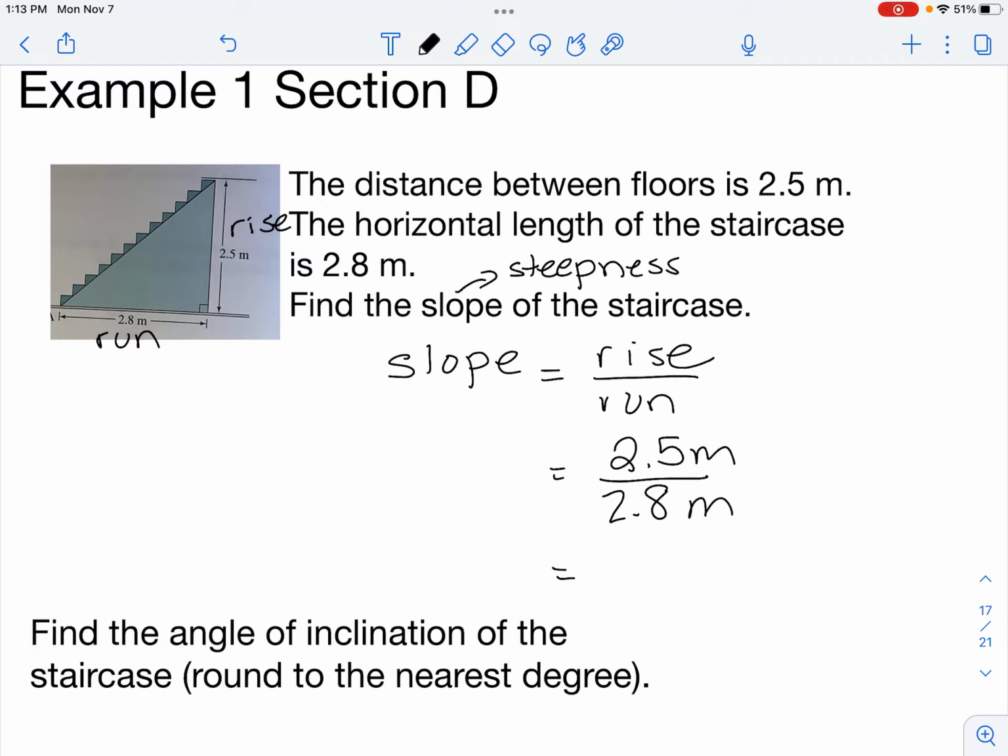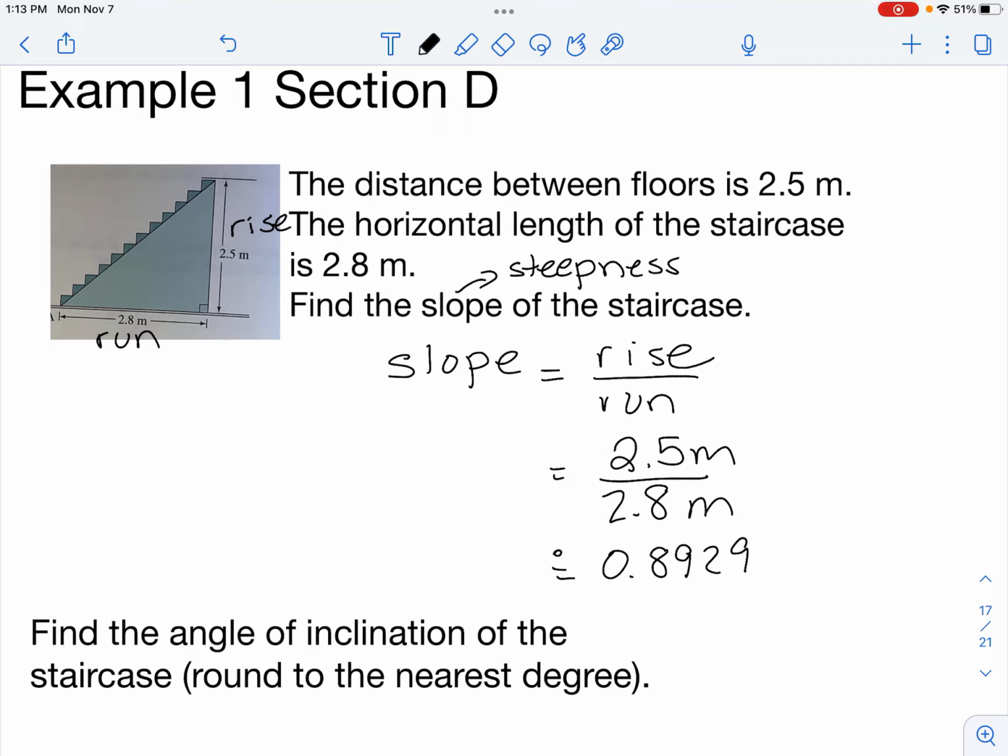If we divide 2.5 by 2.8, we get approximately a slope of 0.8929. And you could think of that ratio as a rise of 0.8929 meters for every 1 meter of run. But we can use just the decimal to represent that steepness as well, understanding that it's out of one whole.